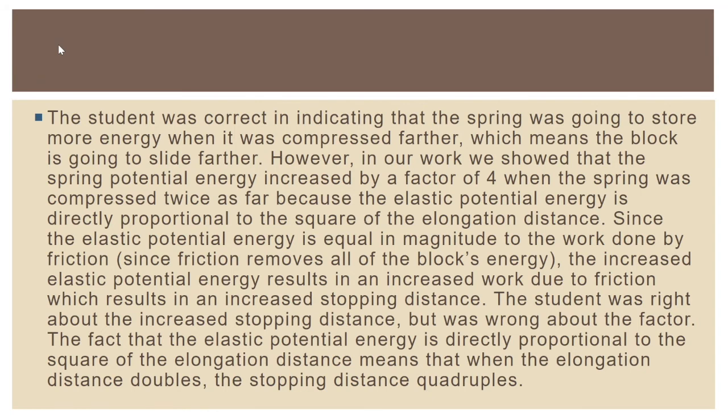Since the elastic potential energy is equal in magnitude to the work done by friction, since friction removes all the block's energy, the increased elastic potential energy results in increased work due to friction, which results in an increased stopping distance. The student was right about the increased stopping distance, but was wrong about the factor. The fact that the elastic potential energy is directly proportional to the square of the elongation distance means that when the elongation distance doubles, the stopping distance triples.